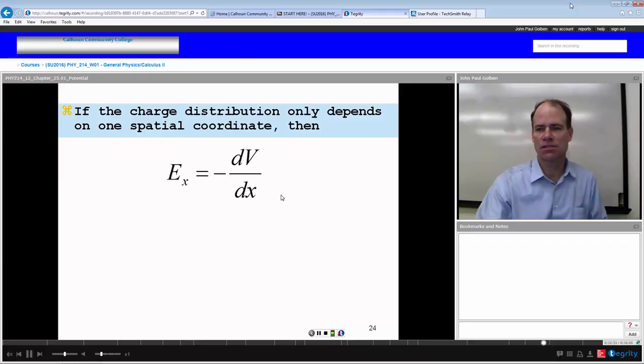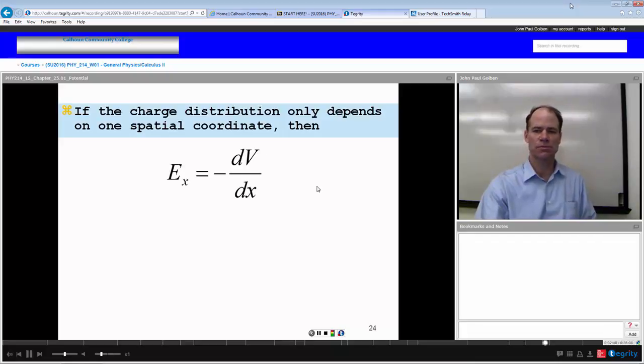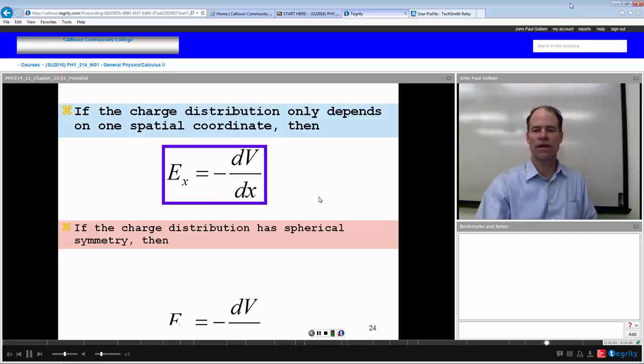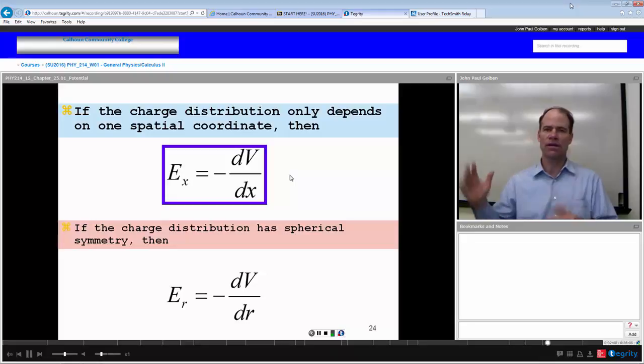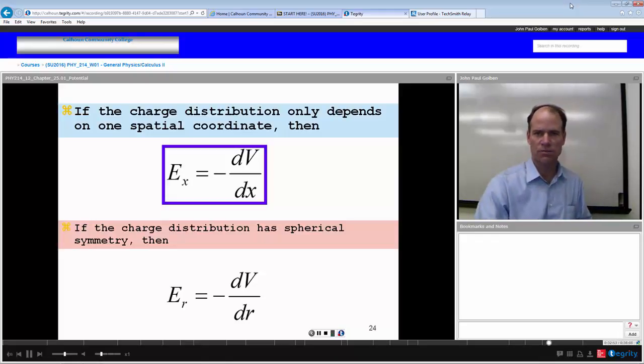If the charge distribution only depends on one spatial coordinate, and we only look at that coordinate, the E field is the negative derivative of the potential with respect to, say, x, or if it only depends on a radial direction, we only look at the radial direction. So the E field in the radial direction would be a negative derivative of the potential with respect to the radial direction.